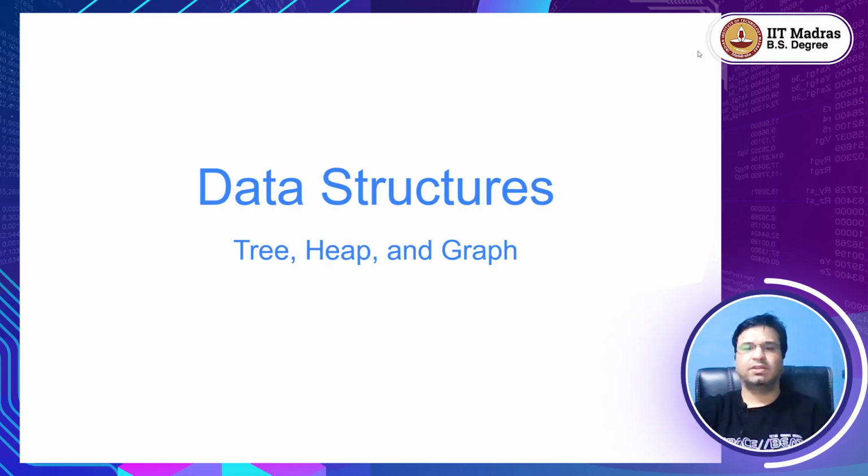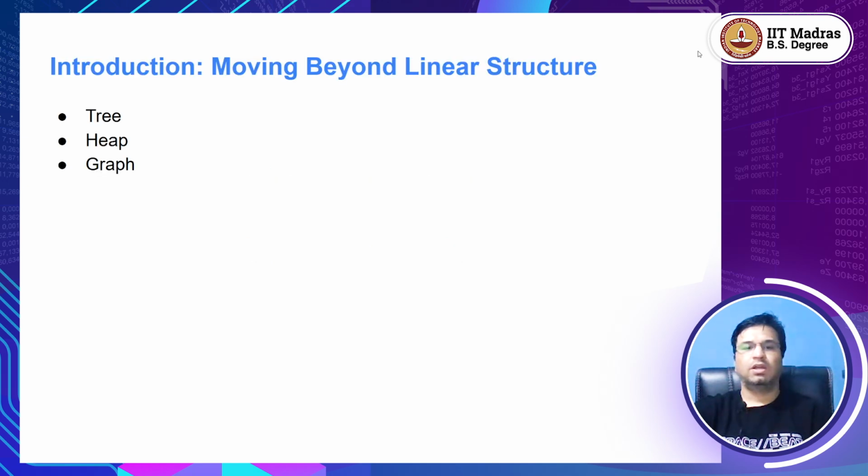In our previous lecture, we systematically explored linear data structures like array, linked list, stack, and queue, along with flexible key-value stores like object, map, and sets. These are fantastic for organizing data in sequence or associating values. Today, we are taking a significant leap into the world of non-linear data structures: tree, heap, and graphs.